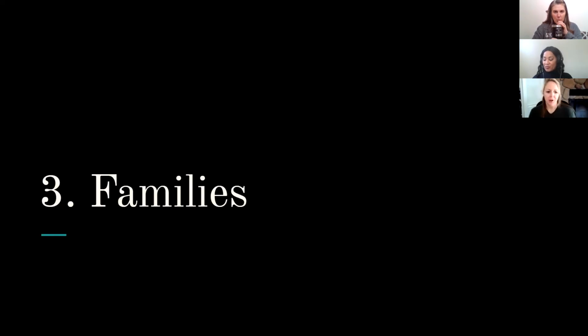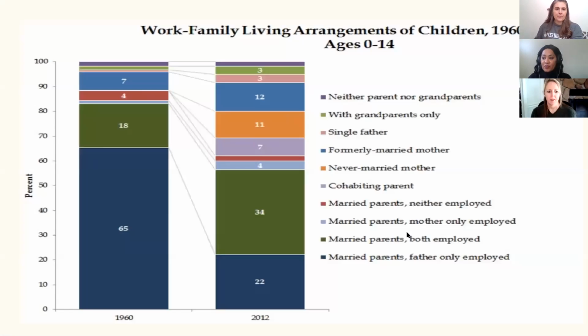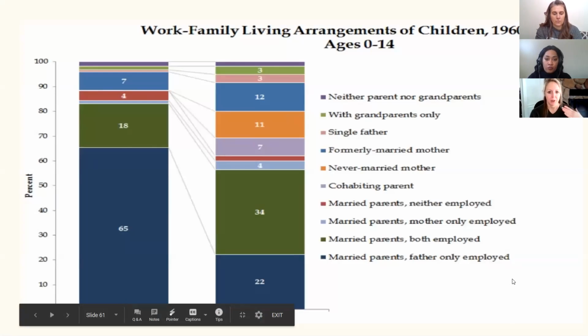Okay, so another category to discuss about diverse literature is families. As we know, the family structure has changed significantly in the last 50 years. As you can see from this graph, in 1960, there were a lot more married parents that were working. And in 2012, you can see that a lot of children are living with grandparents.